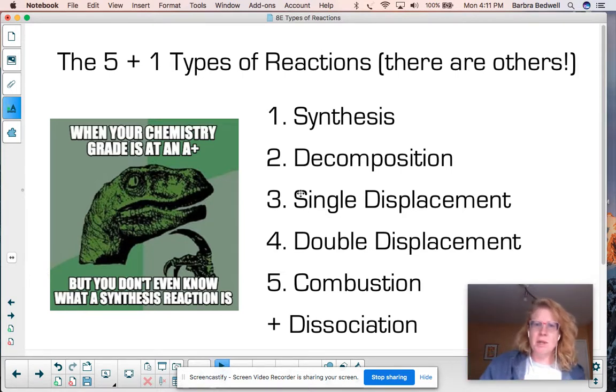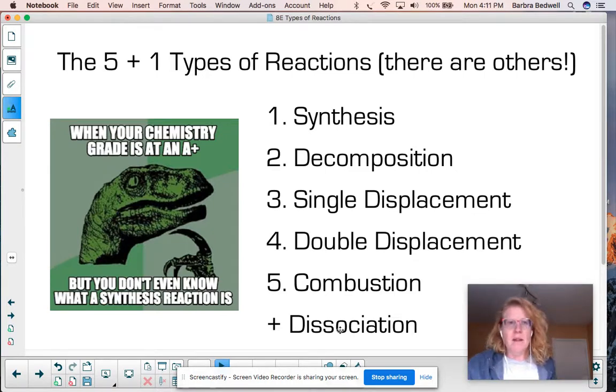Synthesis and decomposition are pretty commonly used. Single displacement is sometimes known as single replacement. Double displacement is sometimes known as combination. And then combustion is simply fire. And then the other type is dissociation, which is kind of not really a chemical reaction. It's actually a physical process, but it underlies a lot of other things that happen in here.